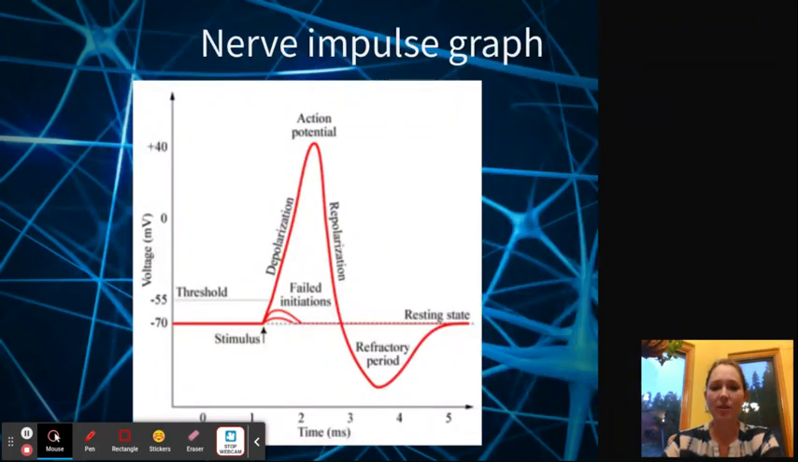And so again, there's the graph for you guys. And I like this graph too because it shows you, when the stimulus is applied, those failed initiations that we talked about. So if a stimulus is not of adequate intensity and it doesn't cause enough sodium gates to open, you can see here that the depolarization doesn't happen. So an action potential cannot be generated because the stimulus was not of adequate intensity. And remember, that's important so that our neurons are not responding to every single stimulus that we encounter. There's a lot going on around us, and we don't need to respond to every single thing.